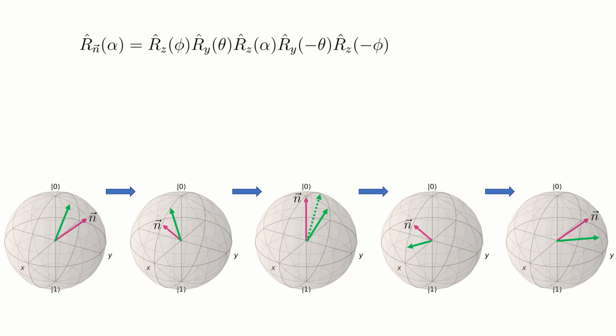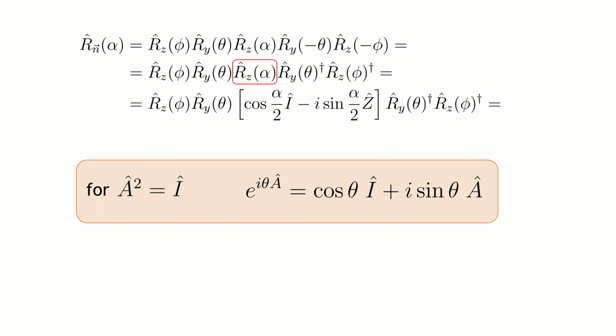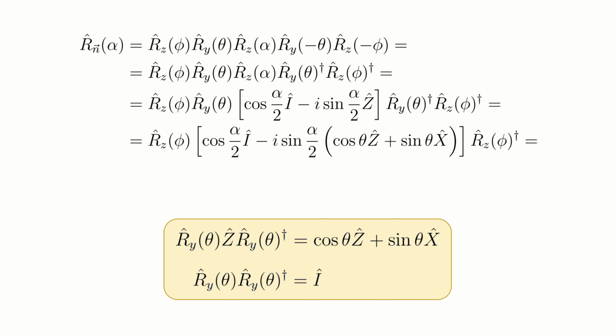We want to make this expression more concise. It is convenient to replace Ry and Rz operators with negative arguments by the corresponding Hermitian conjugates. Now, let us apply the formula for the matrix exponential for the Rz operator in the middle. Using the algebra of the Pauli matrices, and taking into account that Ry is a unitary operator, we can expand this expression. And so, we got rid of the inner shell consisting of operators Ry.